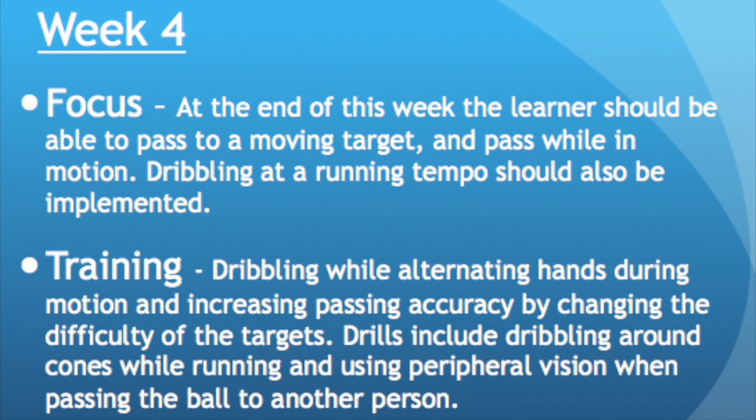In week 4 of the skills training program, the learner should be able to pass to a moving target and pass while in motion. Dribbling at a running tempo should also be implemented. In terms of training, the learner should be able to dribble while alternating hands during motion and increase passing accuracy by changing the difficulty of the targets. The drills for week 4 include dribbling around cones while running and using peripheral vision when passing the ball to another person.